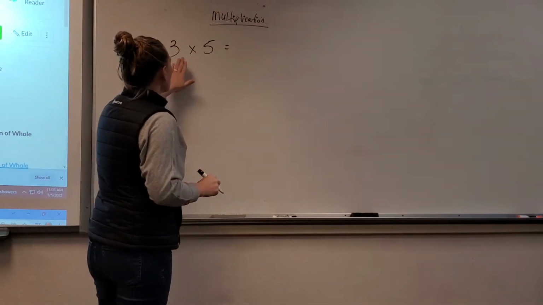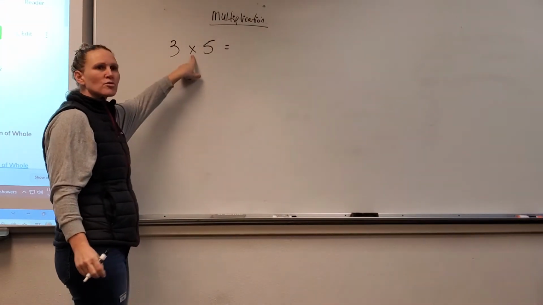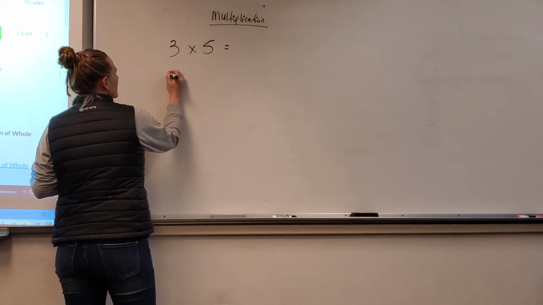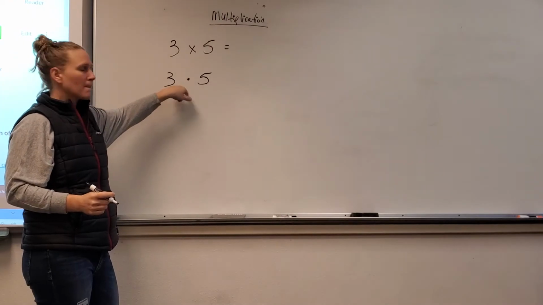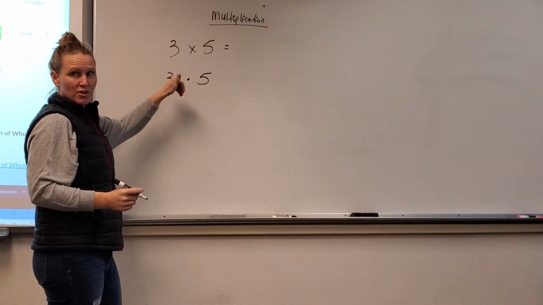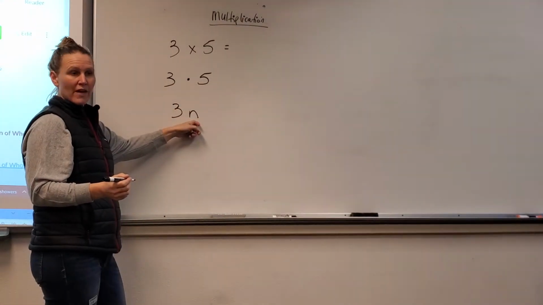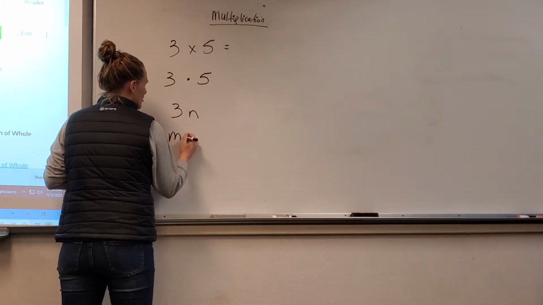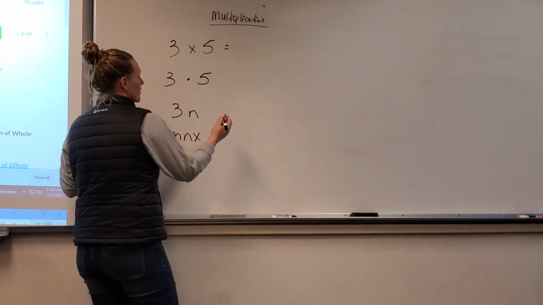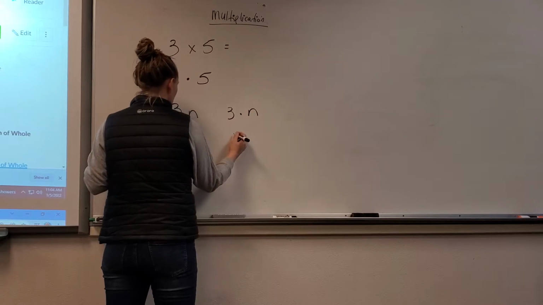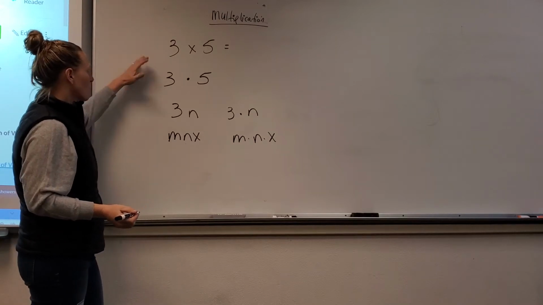So when we have a multiplication problem, there's ways that we can tell you that we're multiplying. The first one that we're used to is that little X in the middle. The one that we're going to commonly see now is a big dot in the middle. That means multiplication. If we see a number written next to a letter, that means multiplication. And if we see 2 or 3 letters written next to each other, those all mean multiplication. So this is 3 times n, this is m times n times x. I just want to familiarize us with those.